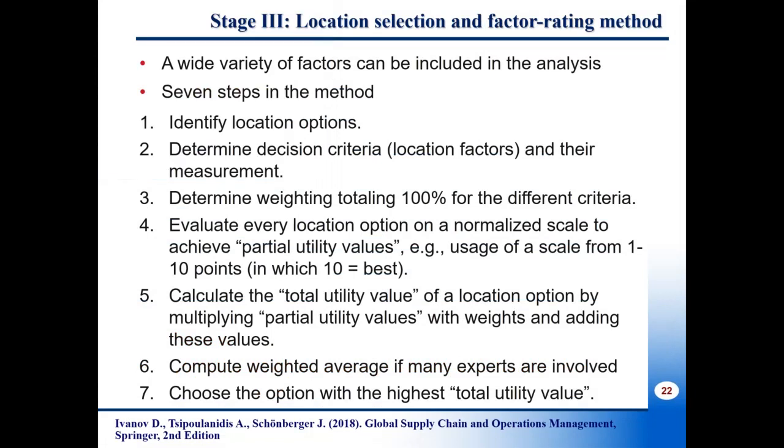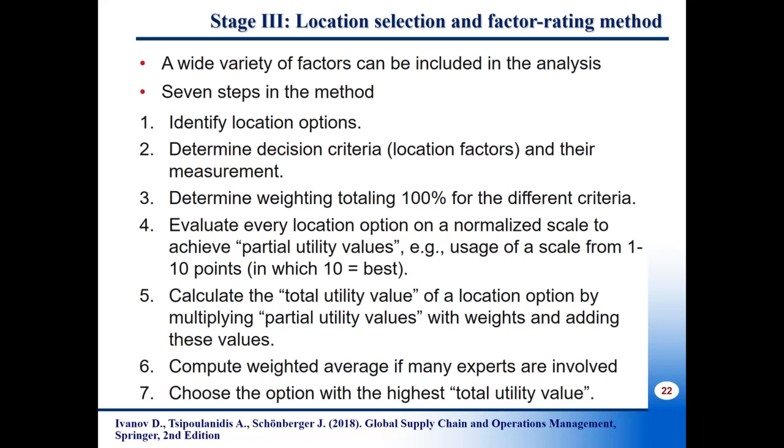Finally, we go to stage 3. That's location selection and the factor rating method. In phase 3, the supply chain pinpoints the exact location in a particular country and region. About the location of facility establishment, decision elements are not limited to only cost or distances, but a wider variety of factors can be included in the analysis. In our slide, we have 7 steps in the method to find the exact location of our central warehouse.